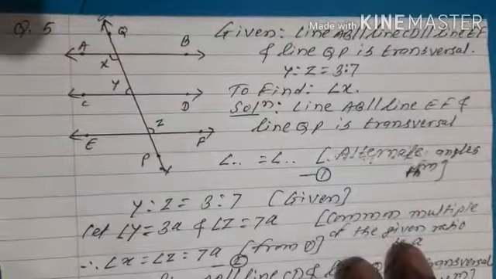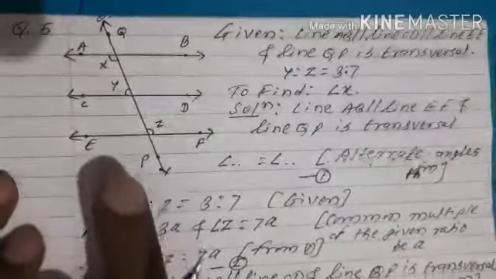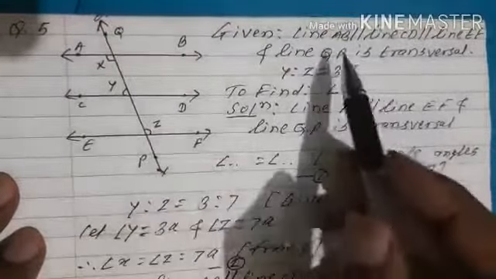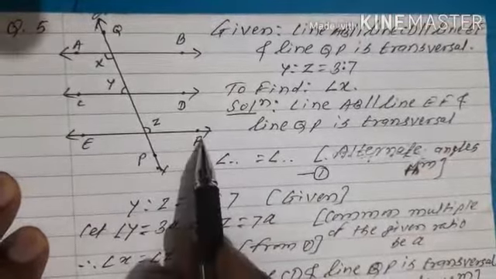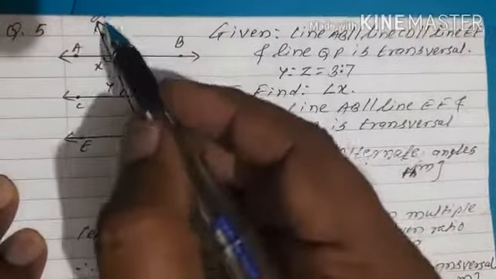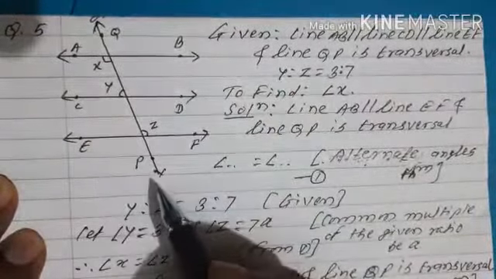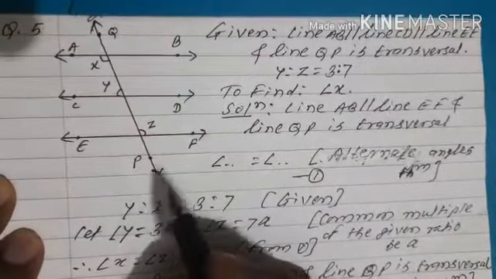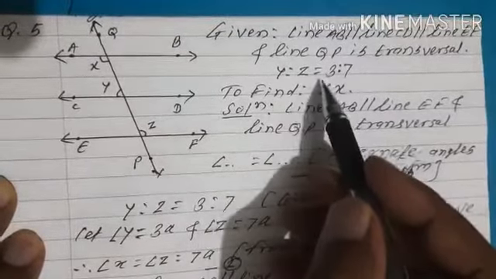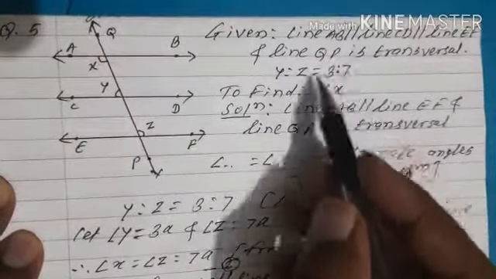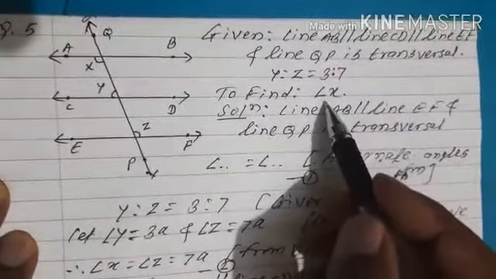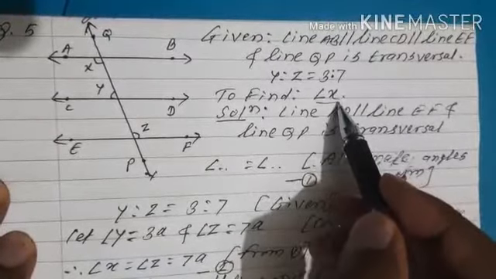Now the next question is question number 5. The figure is given in this way, and the given lines AB parallel to line CD parallel to line EF, this is given, and line QP is a transversal. Again, y is to z is equal to 3:7, this is given. From this given information you find angle X.